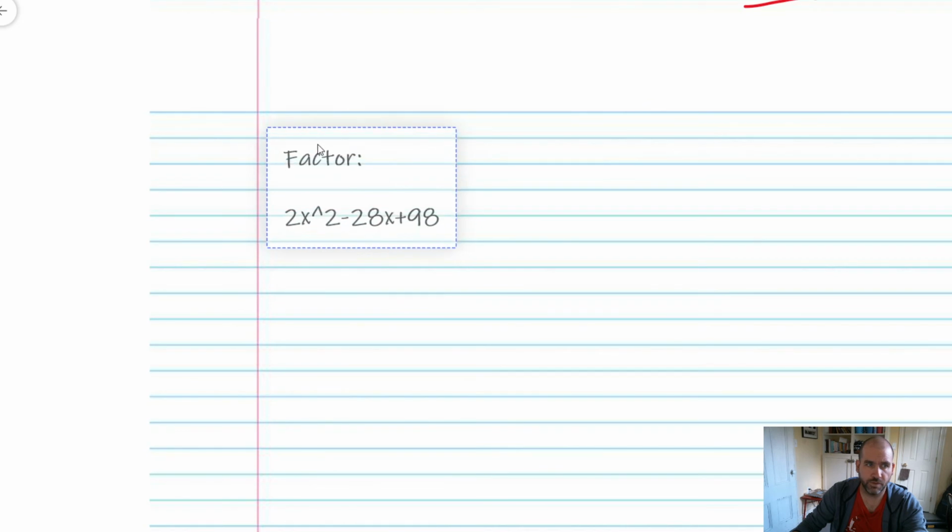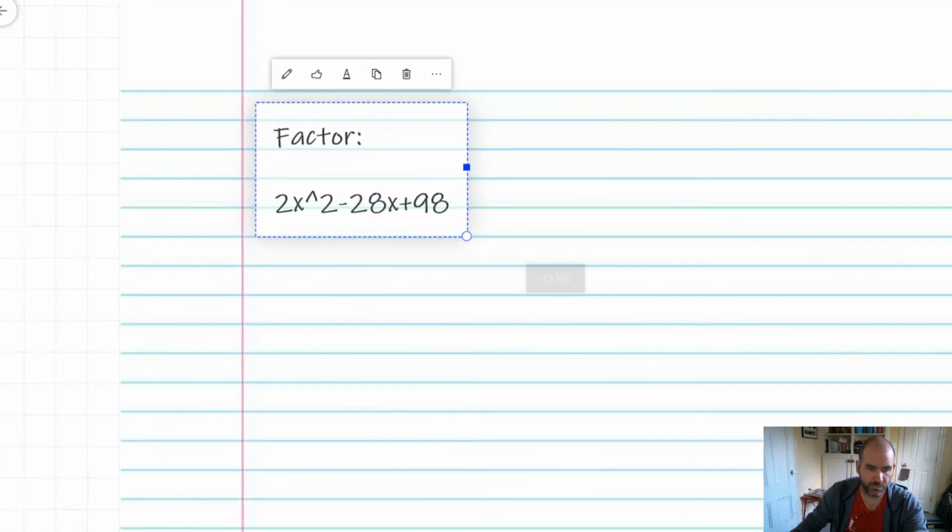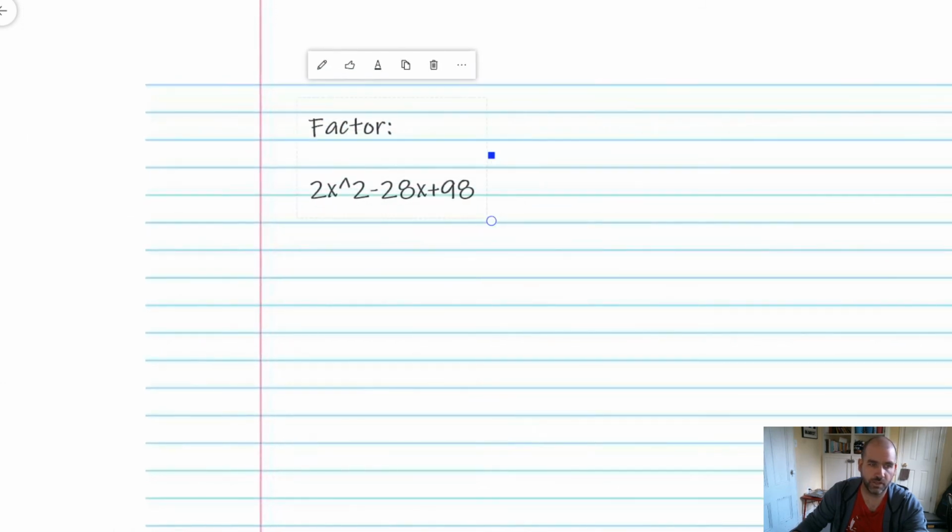All right, here we go. So in this one, bring that over here and keep it. There we go. Okay, so in this one, we've got a leading coefficient of 2. So this one's a little bit different approach, but not a crazy different approach. So 2x squared minus 28x plus 98.